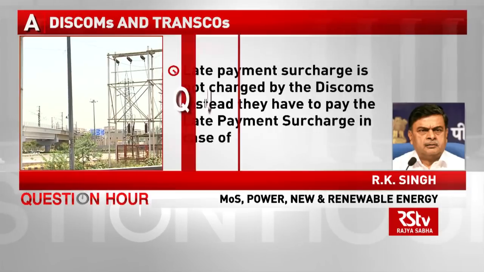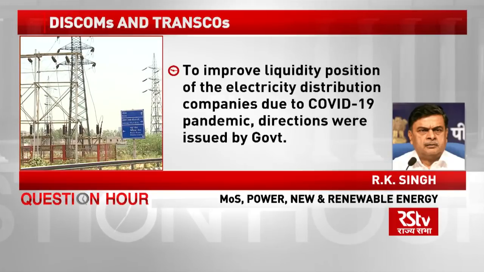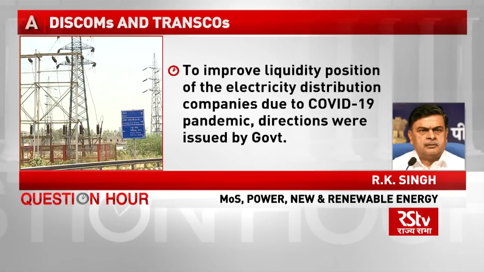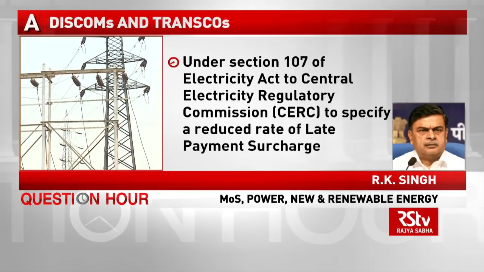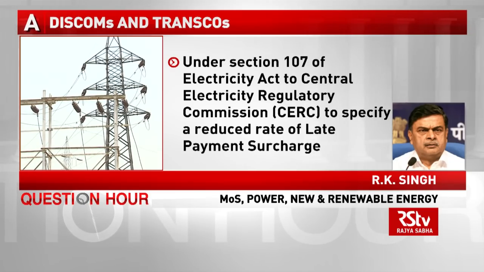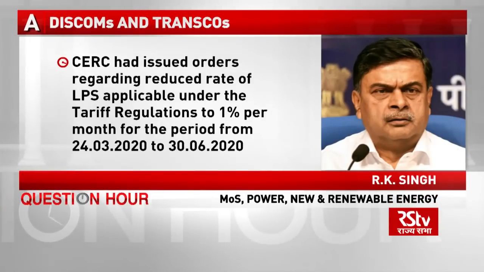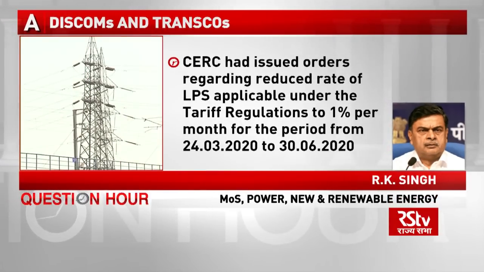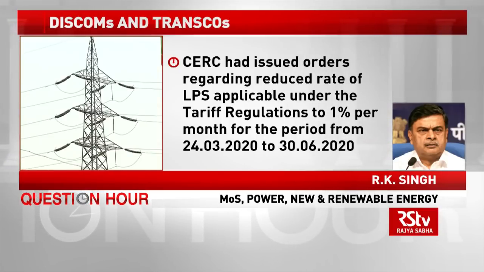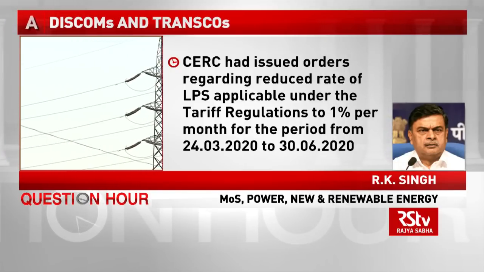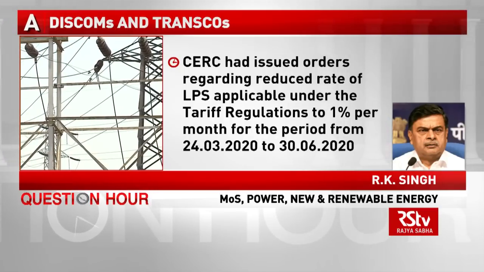In order to improve the liquidity position of the electricity distribution companies due to the COVID-19 pandemic, directions were issued by the central government on 28th March 2020 under Section 107 of the Electricity Act to the Central Electricity Regulatory Commission to specify a reduced rate of late payment surcharge. On the directions of the Ministry, the CERC, that is the Central Electricity Regulatory Commission, issued orders on the 3rd of April 2020 reducing the rate of LPS applicable under the tariff regulations to 1% per month for the period from 24th March 2020 to 30th June 2020.